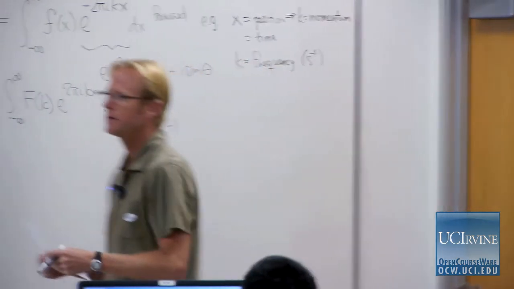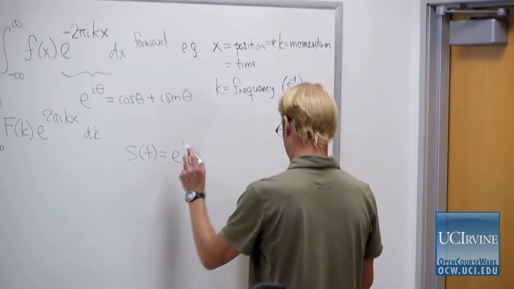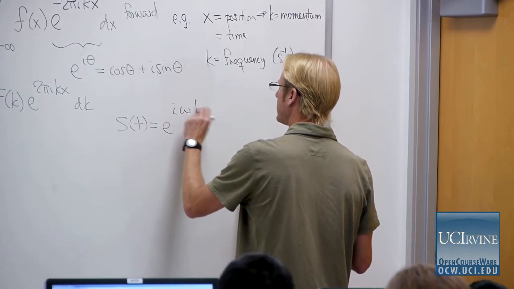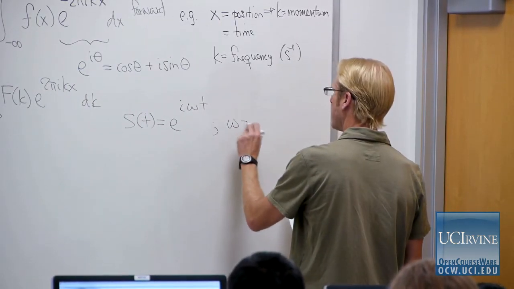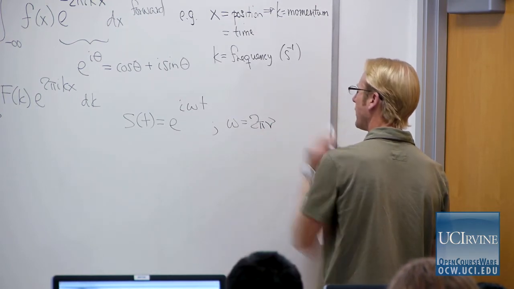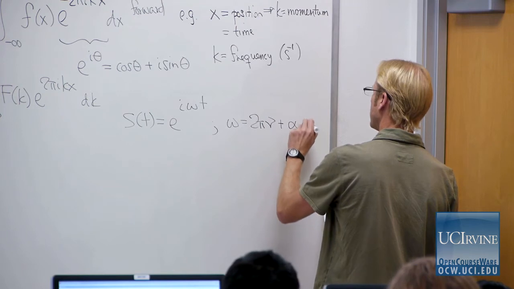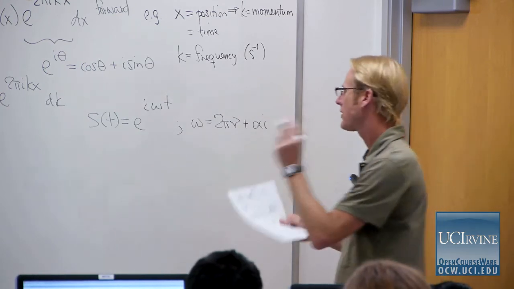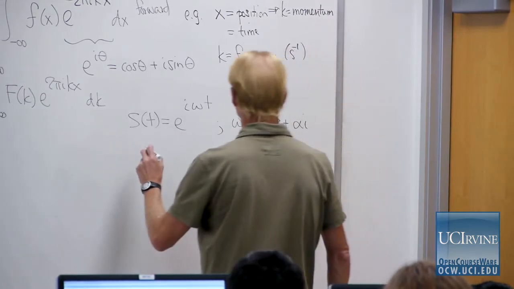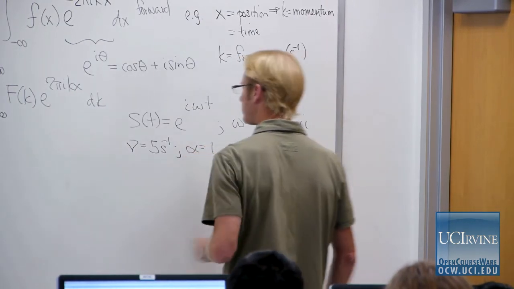Let me just make sure I have consistent notation, so I'm going to grab my notes here. It's going to be equal to e to the i omega t, where omega is now an angular frequency. Omega equals 2 pi times the frequency in hertz, and then plus some quantity which I'll call alpha times i. Well, let's consider a particular case first. We'll do nu equal to 5 hertz, and alpha equal to 1.